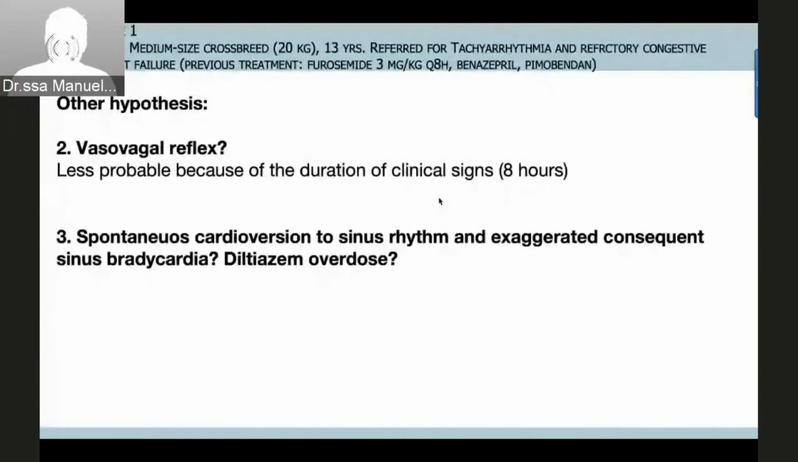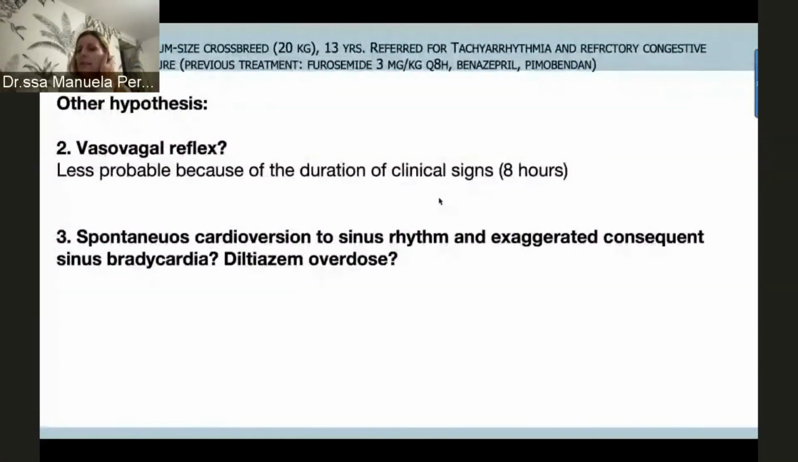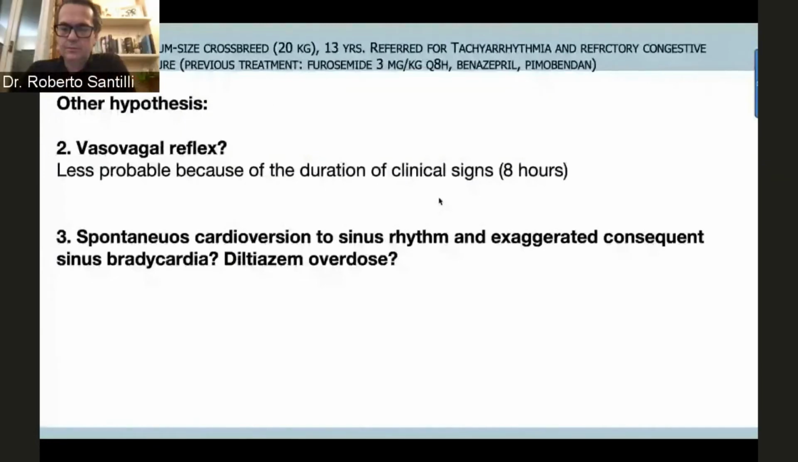Some questions about this case and some other questions. I cannot hear you.